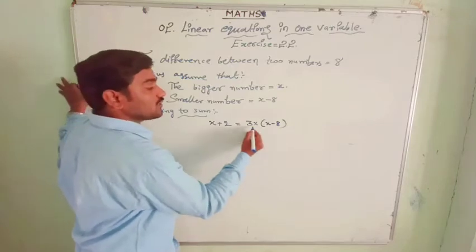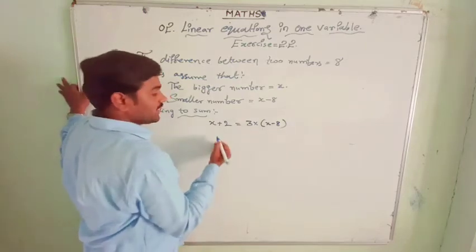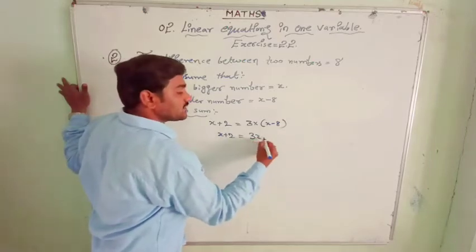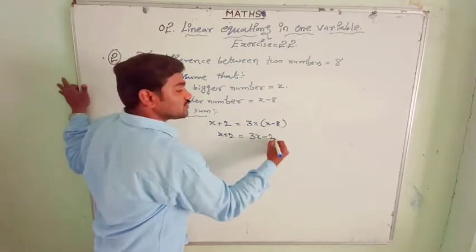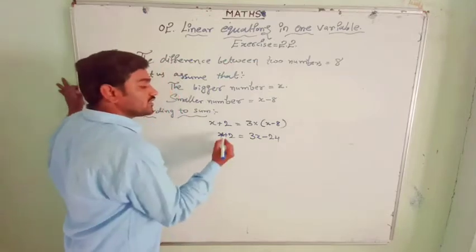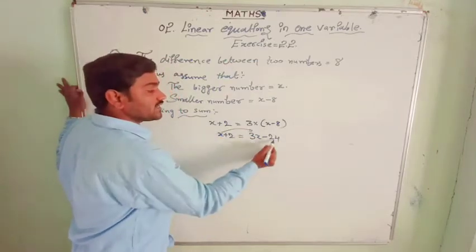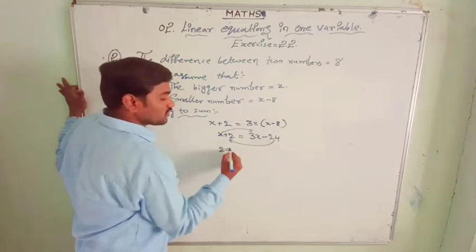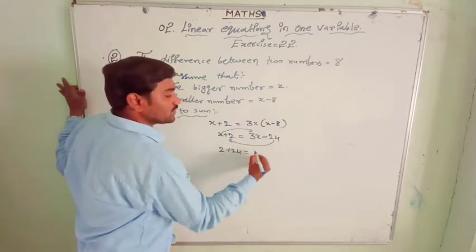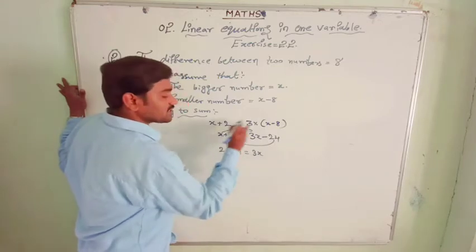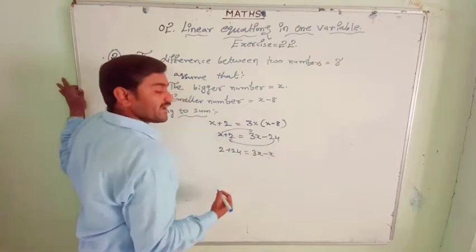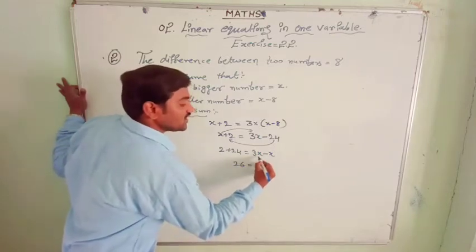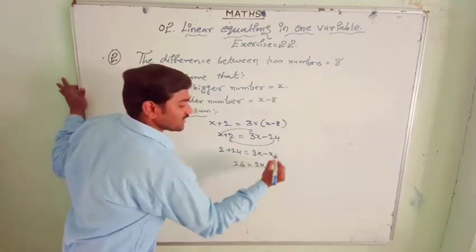So x plus 2 equals 3 into x minus 8. We write x plus 2 the same here. Then 3 into x is 3x, minus 3 into 8 is 24. So what do we do? Let us send variables to one side and constant numbers to one side. Here the minus 24 becomes plus 24, and the x on the left transfers to the other side and becomes minus x. So 2 plus 24 is 26, equal to 3x minus x, which is 2x.